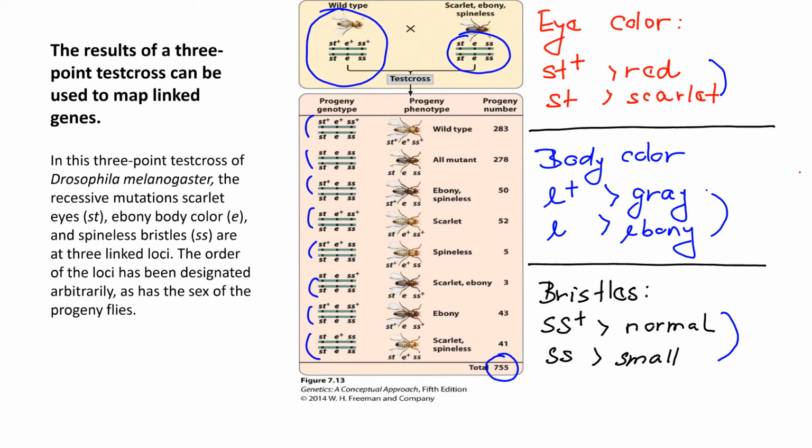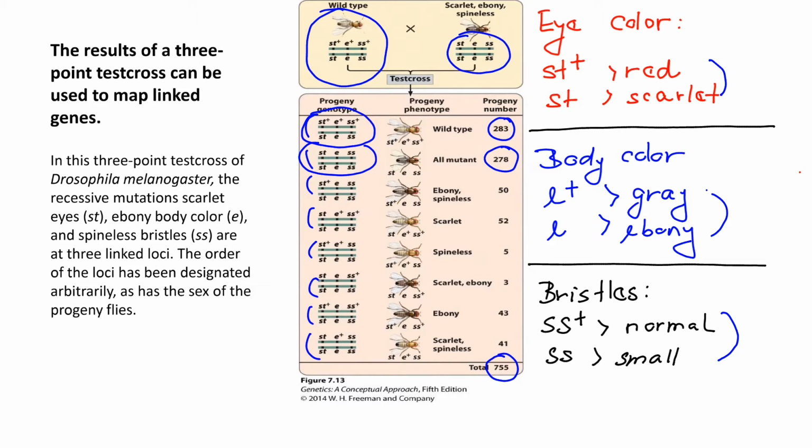How do you identify them? There are two most numerous phenotypes. Which ones are they here? Wild type and all mutant. So you know that these two are non-recombinant because they are most numerous.